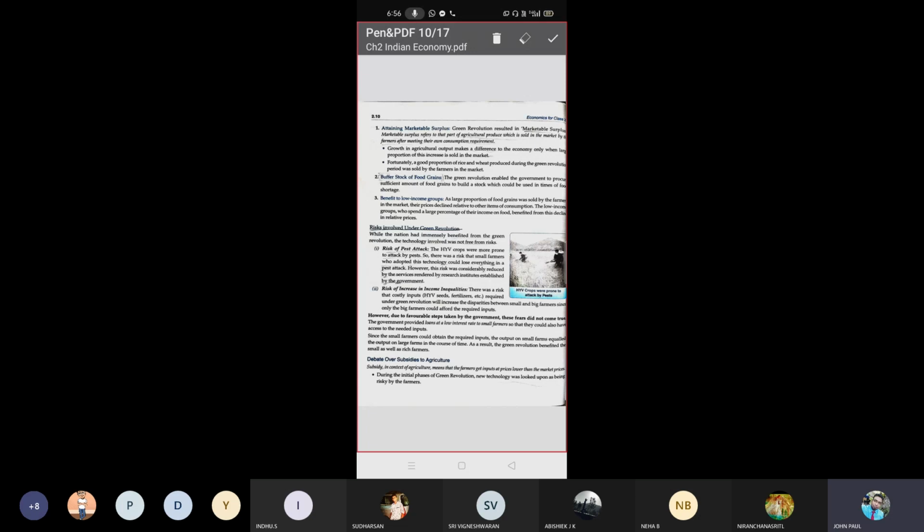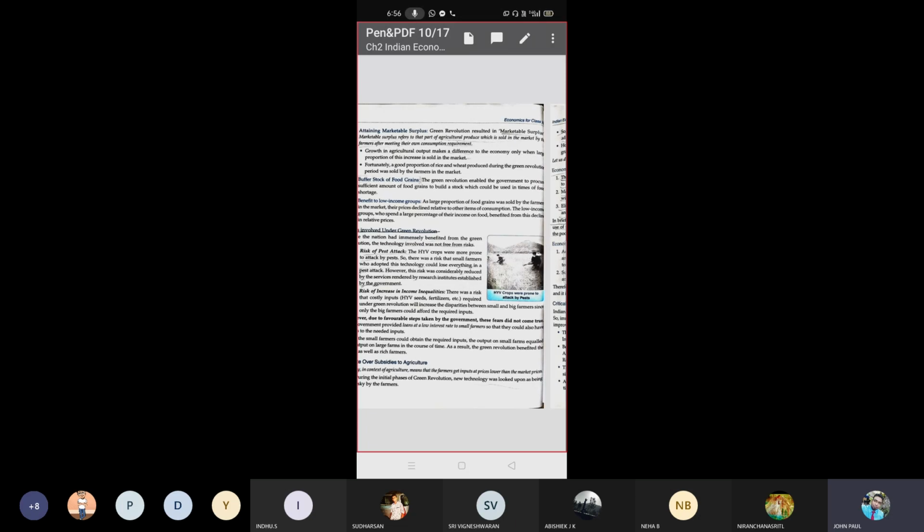During the initial phase of the green revolution, new technology was looked upon as being risky by the farmers. Whatever new technology they adapted was very risky. So it was necessary for the government to grant subsidy to provide an incentive for adaptation of the new high yielding variety technology. However, with passage of time, there has been debate over the huge amount of subsidies granted by the government.